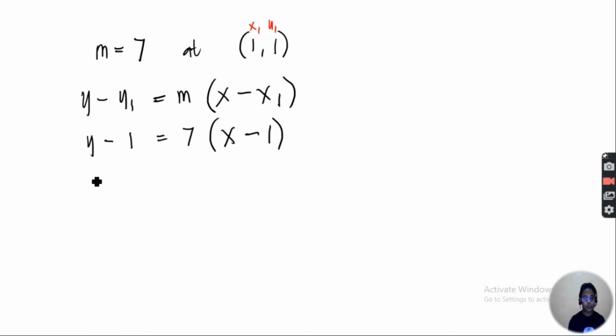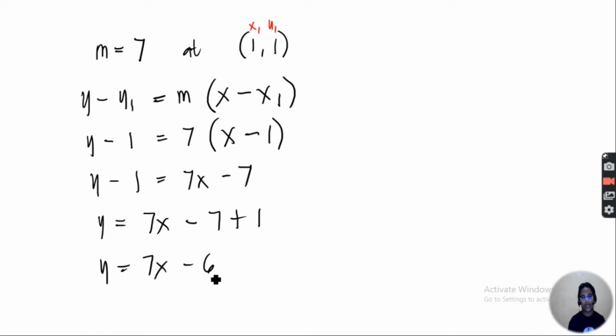So, simplify. Y minus 1. Distribute po natin yung 7 to x minus 1. So, magiging 7x minus 7. So, writing the equation in the slope point form. So, we have y is equal to 7x minus 7 plus 1. So, we have y is equal to 7x minus 6. So, this is the equation of the tangent line.